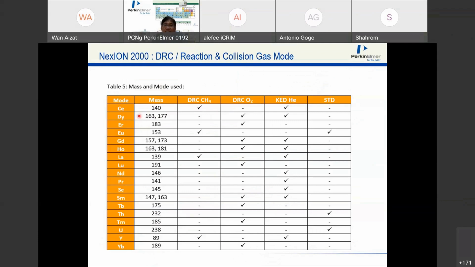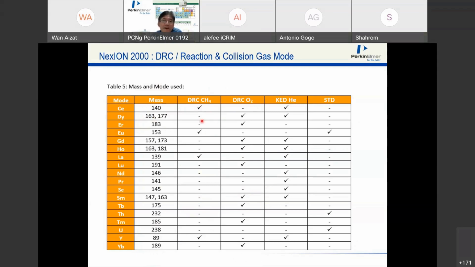So we are running on different reaction modes, like methane, oxygen, KED mode, collision cell, standard mode. So different element, different reaction gas. Because this rare element is challenging, you need to have a very good ICP-MS to remove isobaric and polyatomic interferences.